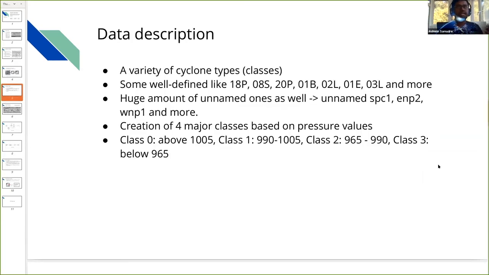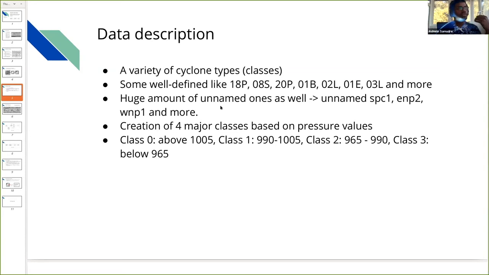So the data contains a variety of cyclone types. Some of them are really well defined, like 18P, 08S, 20P, and many more. But there is an issue that there is a huge amount of unnamed ones as well. Many new cyclones are being detected, but those are not thoroughly studied, and thus they are called unnamed ones. So this was the issue.